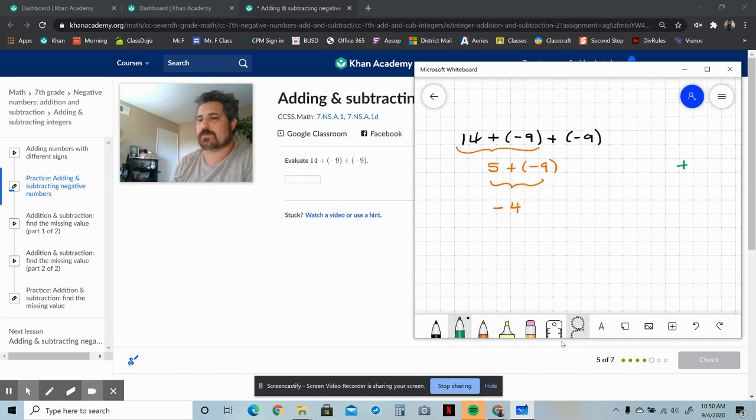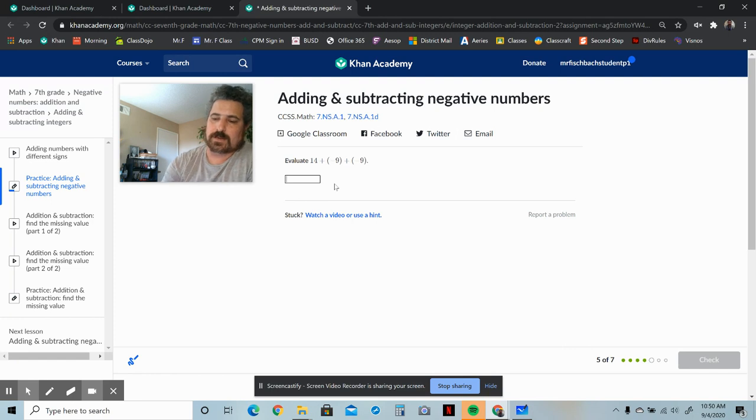Alternatively, you could have put this directly on a scoreboard. And if you put it on a scoreboard, this is what it would look like. 14 on the positive side, 9 and 9 on the negative side. Add up your total negative, compare it to your total positive. 18 versus 14, negative wins by 4. And you can subtract if you want to show that process. And that's how you would get the answer. Either way, you're going to end up with negative 4 as your answer. So let's go put that in. Negative 4. Bada bing, bada boom.